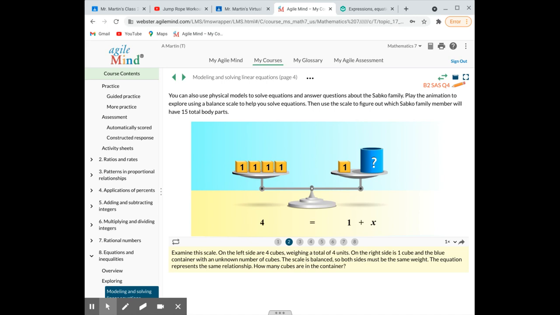So it says examine the scale. On the left, there are 4 cubes weighing a total of 4 units. And on the right side is 1 cube and the blue container with an unknown number of cubes inside of it. The scales balance, so both sides must be the same weight. So the equation represents the same relationship. So how many cubes were in the container? We said that there were how many cubes in the container? 3. Good.